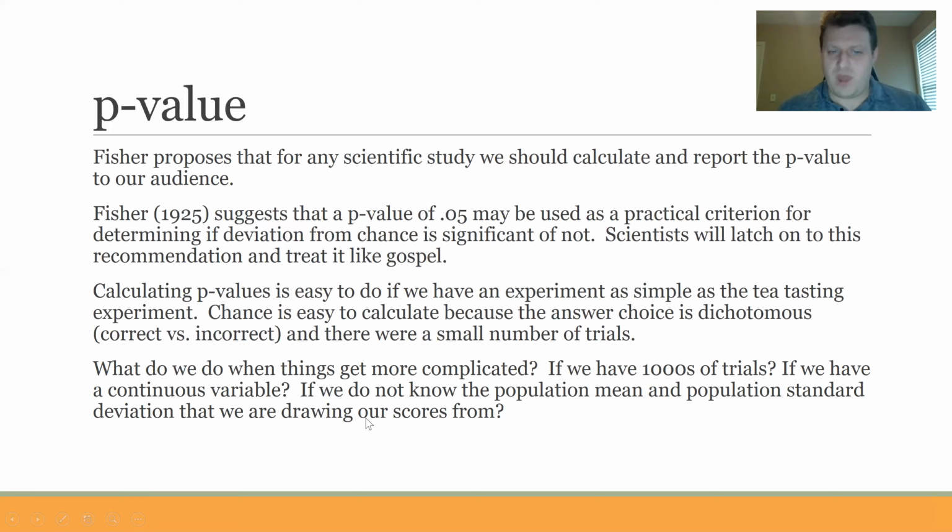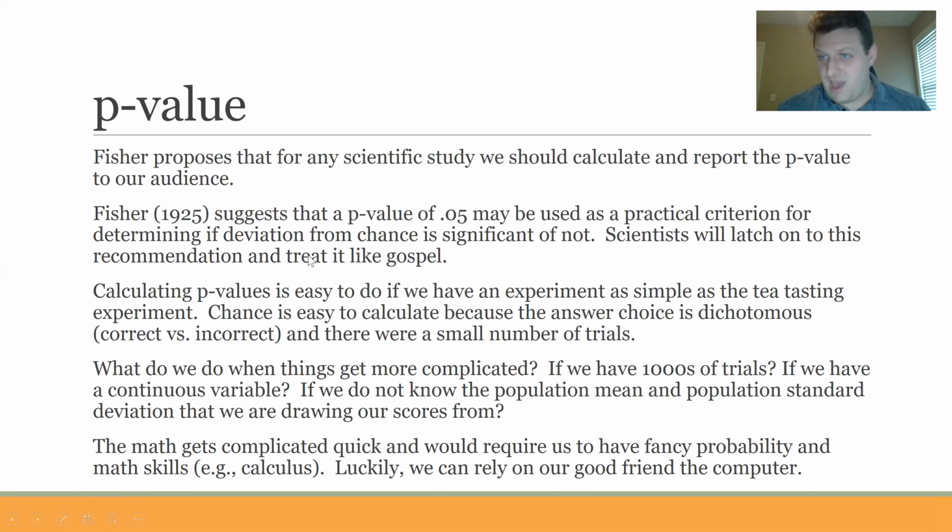All right, what happens if we don't know what the population mean and population standard deviation are for when we randomly sample things from that population mean and standard deviation? Calculating this p-value is going to be complicated. It's going to require calculus, and ain't nobody got time for that. Okay, we don't have time to do that. We don't have the chops to do that, and it's a waste of our time. So we're going to get SPSS to calculate the p-values for us.